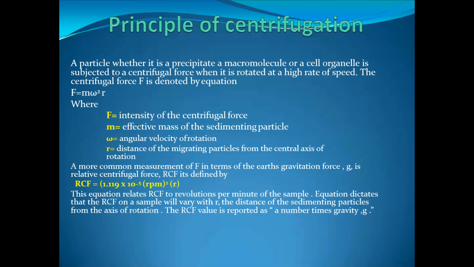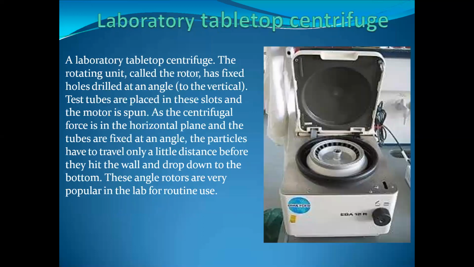A more common measurement of F, in terms of Earth's gravitational force g, is relative centrifugal force, RCF. It is defined by RCF = 1.119 × 10^-5 × rpm² × r. This equation relates RCF to the revolutions per minute of the sample. The equation dictates that the RCF on a sample will vary with r, the distance of the sedimenting particles from the axis of rotation. The RCF value is reported as a number of times gravity, g.